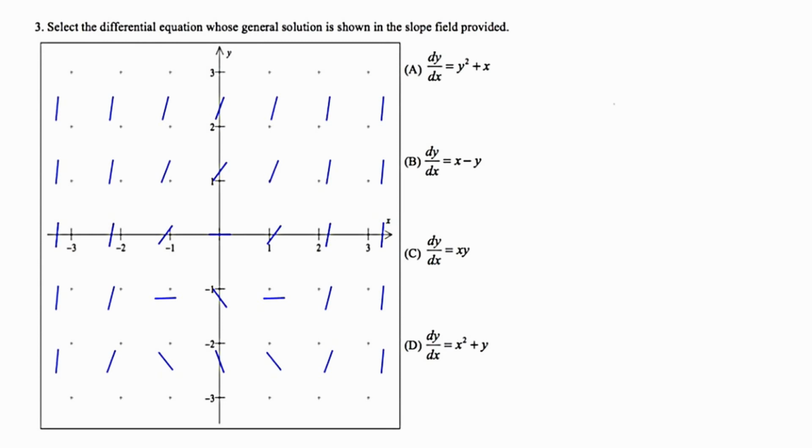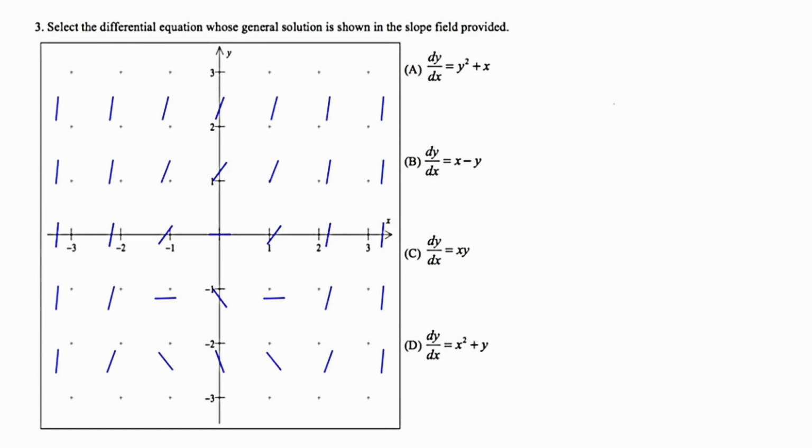So this would be part 2 of a series I've done on slope fields, and in question number 3, we are actually given the slope field, and it says, select the differential equation whose general solution is shown in the slope field provided. So this is a multiple choice. We've got to pick from choices A through D which of these differential equations represents this slope field.